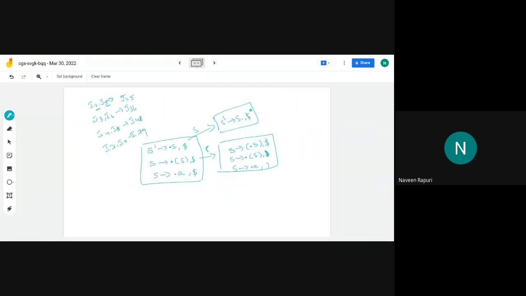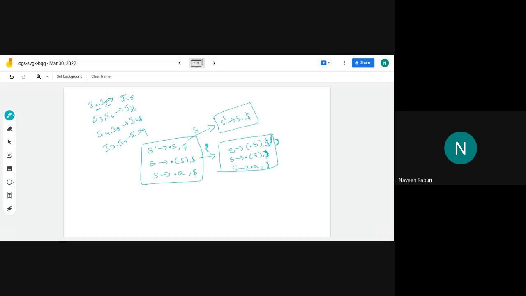That's why here we have to add closed parenthesis also. For one case, it is dollar. For another case, it is closed parenthesis. For these two, it is closed parenthesis and closed parenthesis.